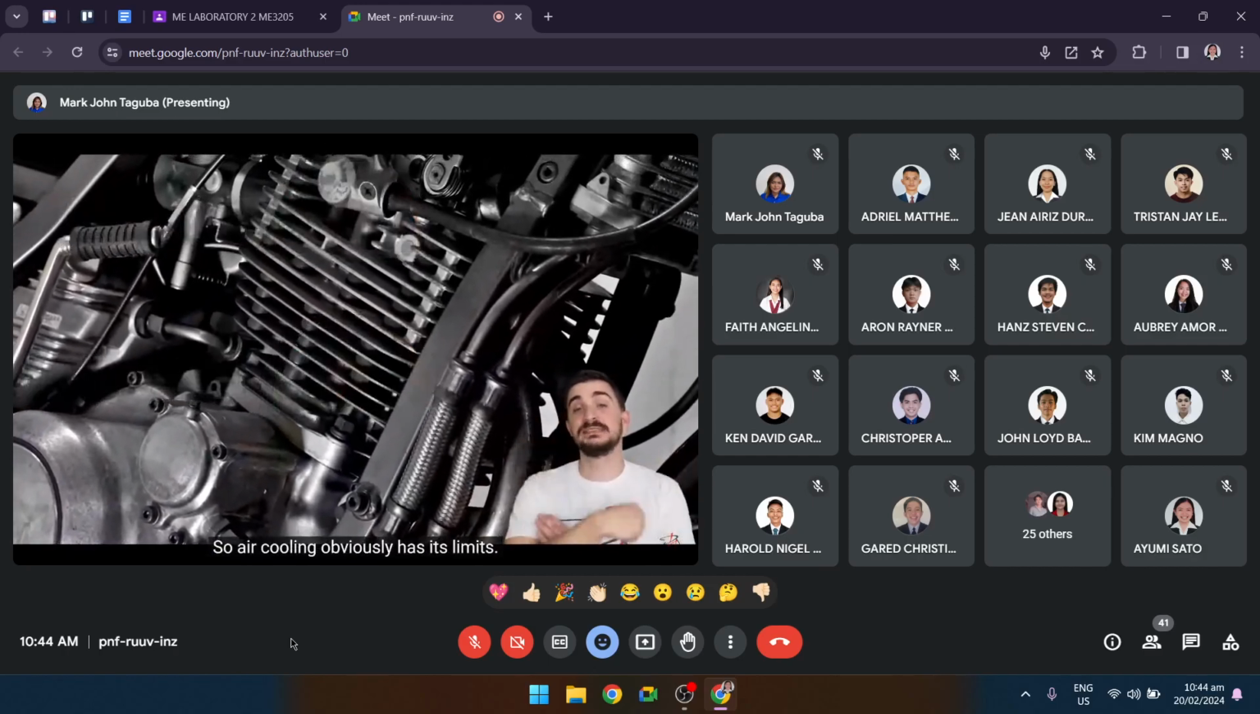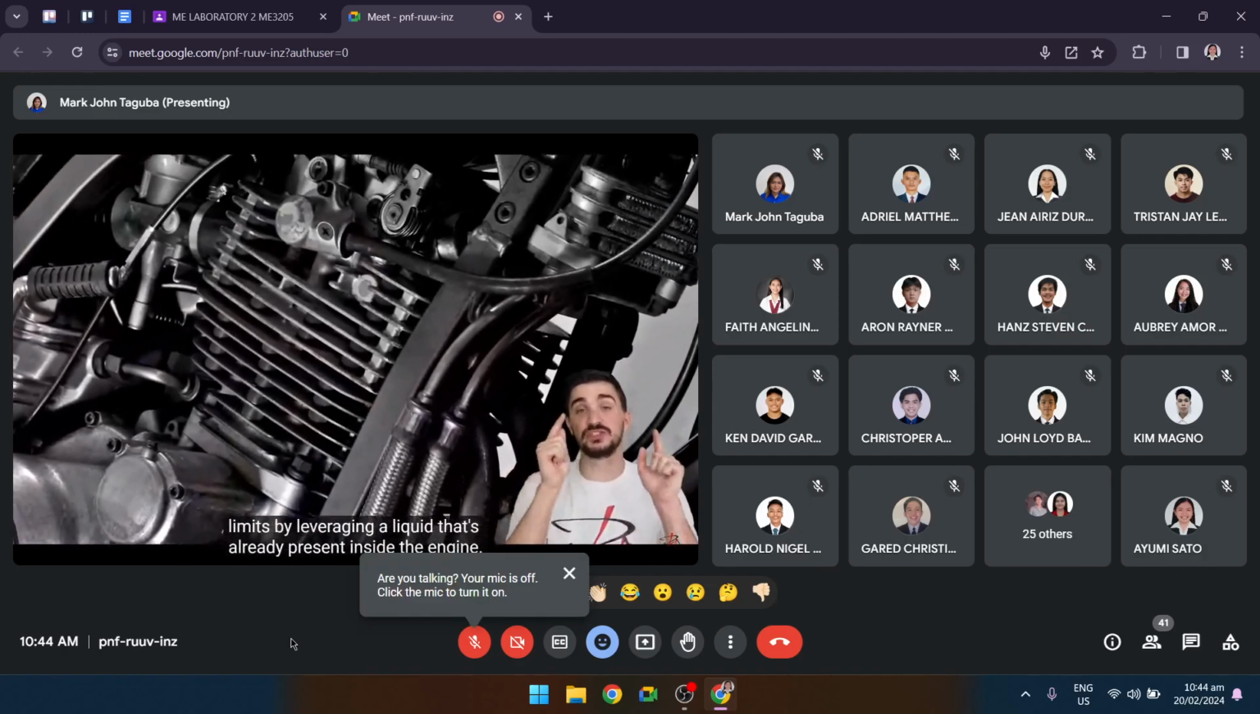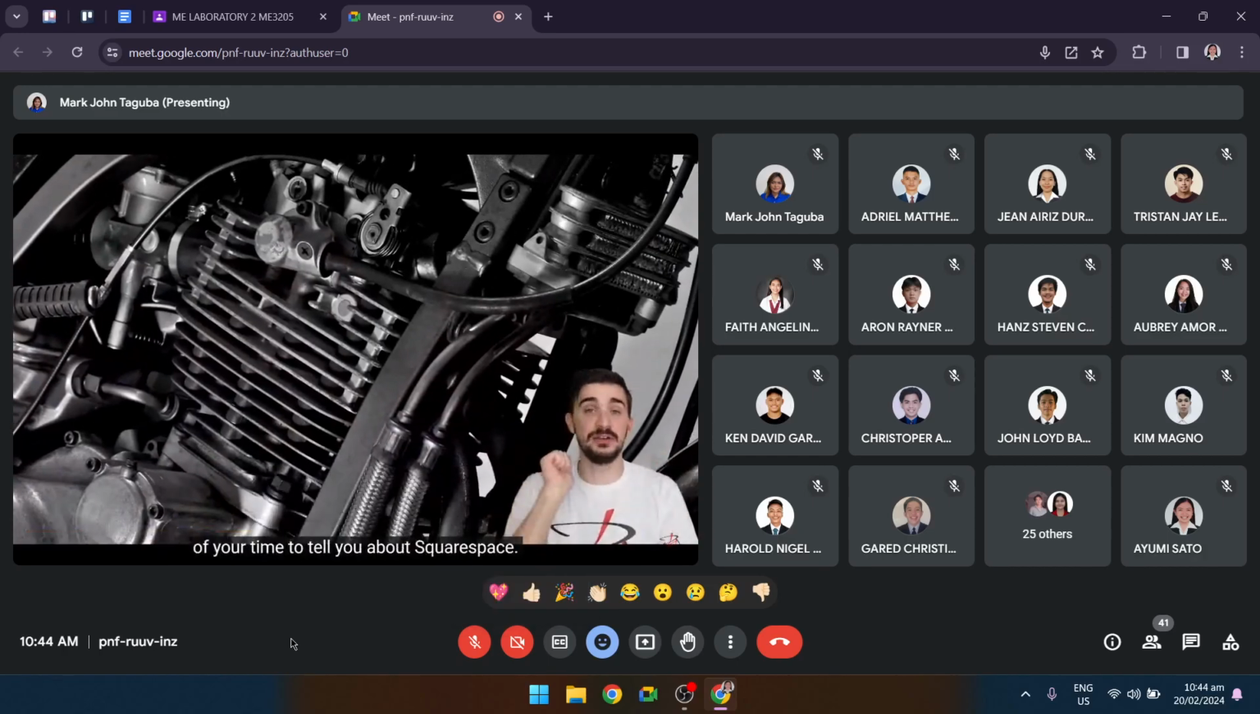So air cooling obviously has its limits, but engineers soon realized that they could overcome these limits by leveraging a liquid that's already present inside the engine. But more about that after I take just a few seconds of your time to tell you about Squarespace.